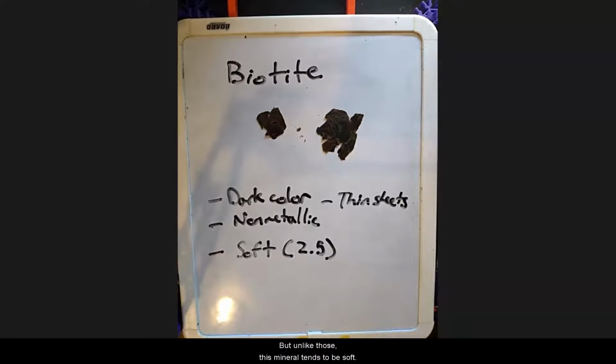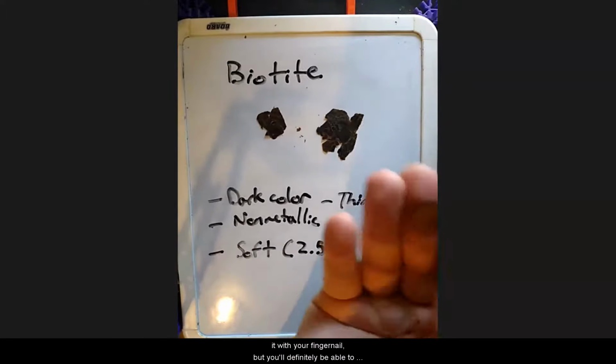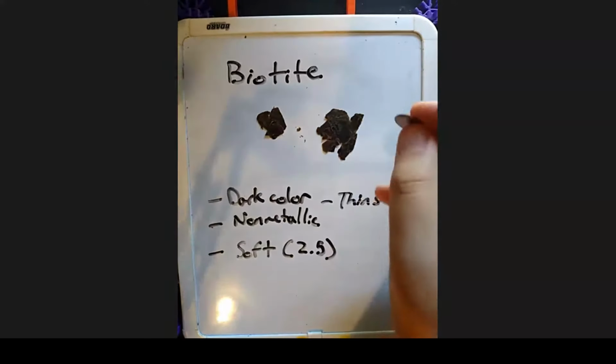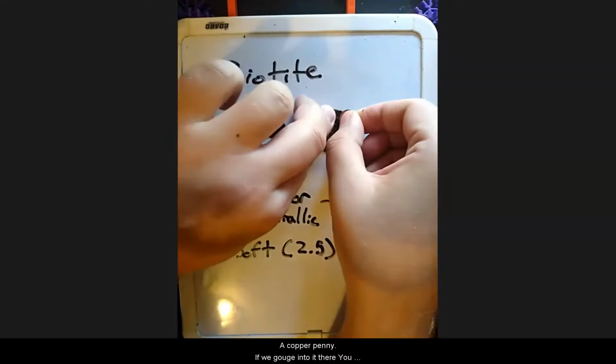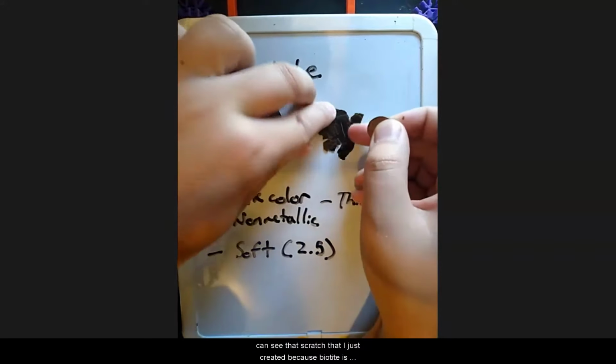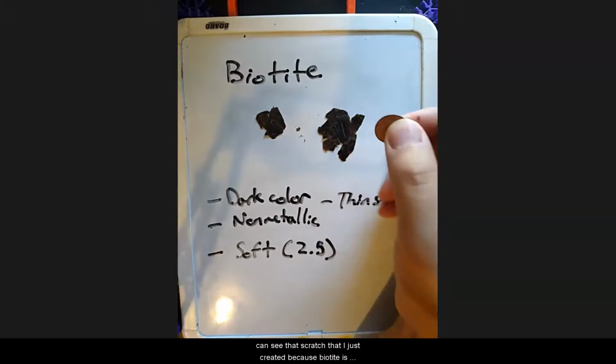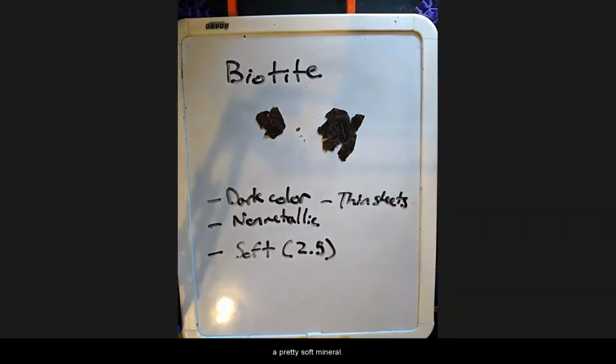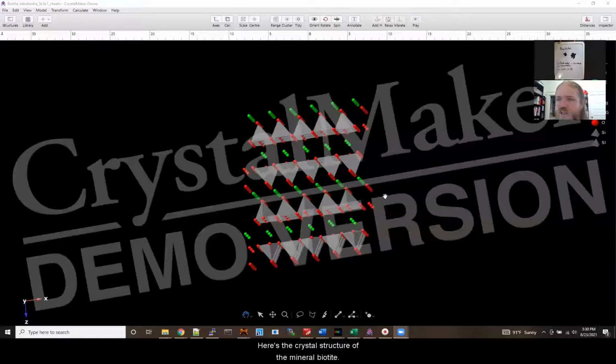But unlike those, this mineral tends to be soft. Hardness of 2.5 means that you might be able to scratch it with your fingernail, but you'll definitely be able to scratch it with a penny, copper penny. And if you gouge into it there, you can see that scratch that I just created, because biotite is a pretty soft mineral.